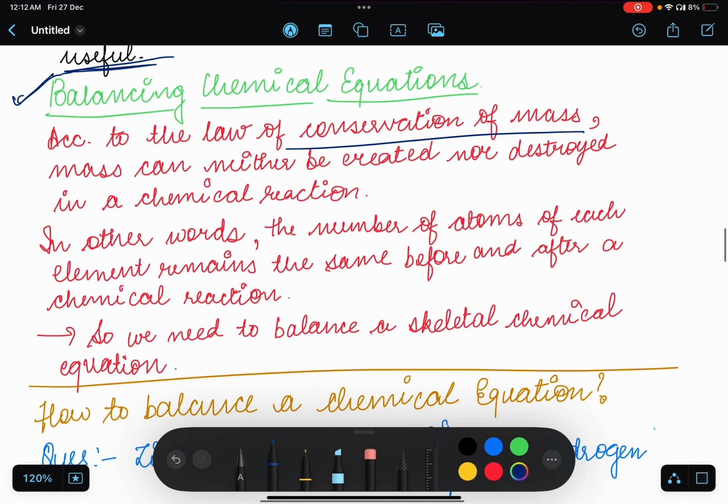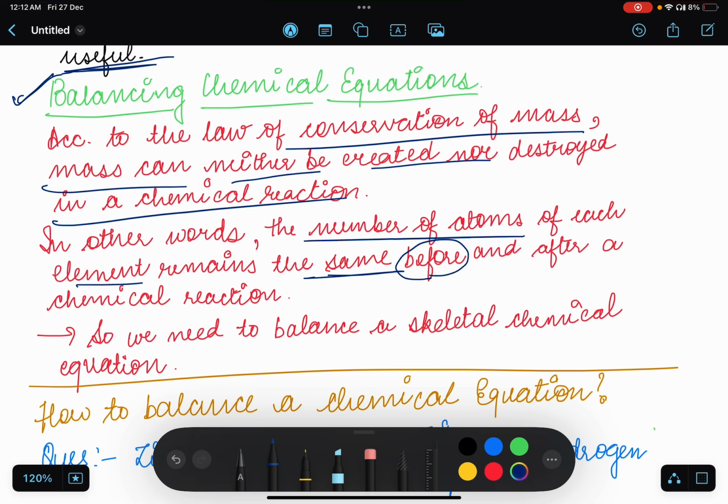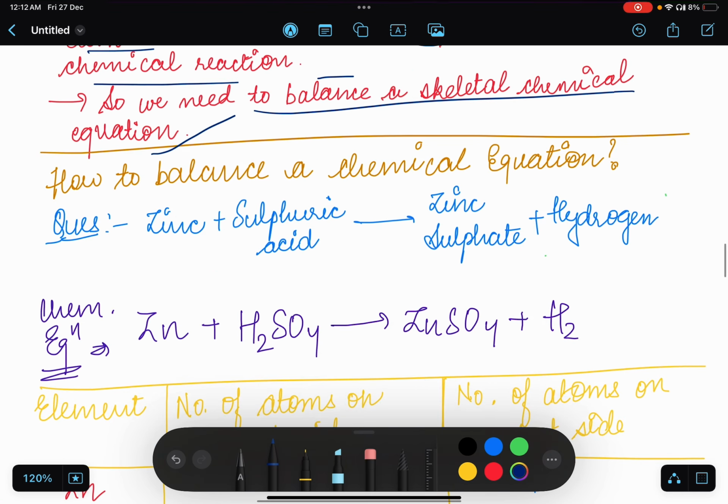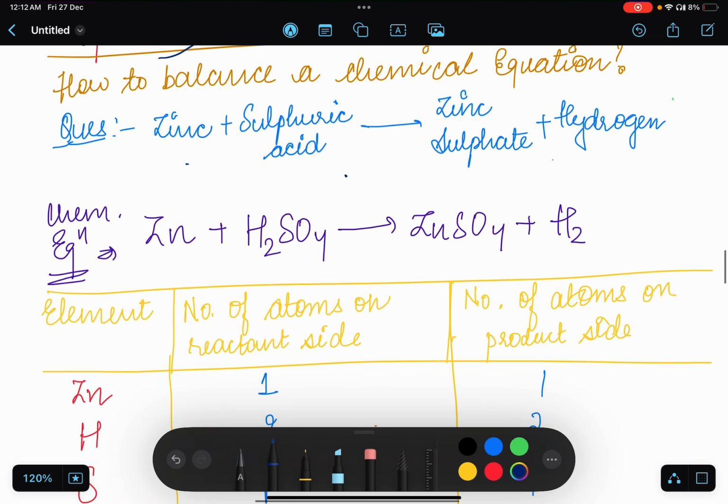How to balance a chemical equation? According to the law of conservation of mass, mass can neither be created nor be destroyed, as already discussed. In other words, the number of atoms of each element remains the same before and after a chemical reaction. So we need to balance a skeletal chemical equation. Now here we have a reaction, that is zinc plus sulfuric acid gives zinc sulfate plus hydrogen. So we have written the chemical equation from the given word equation.